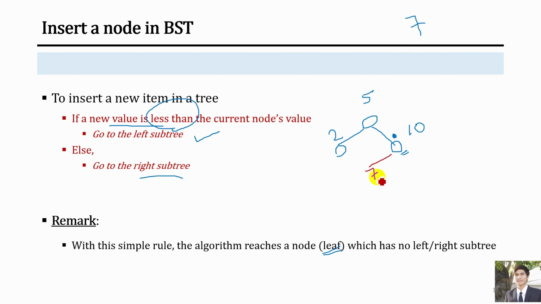This is 7, right? Before this, the left side was actually nil. This is the leaf, and its left side was nil before. Now we create a new element here. This is how it works.